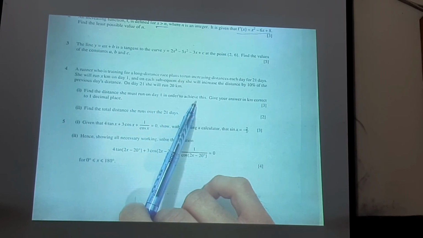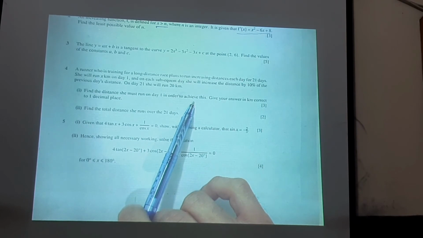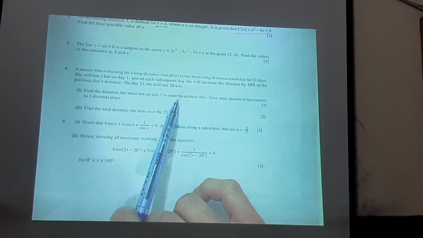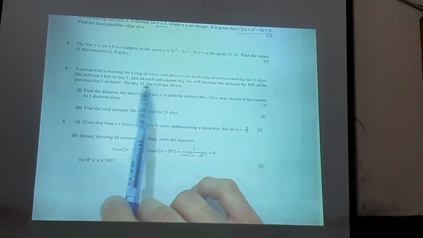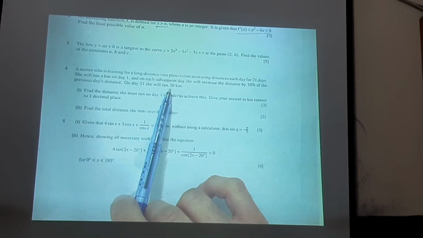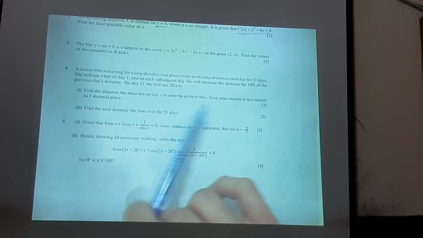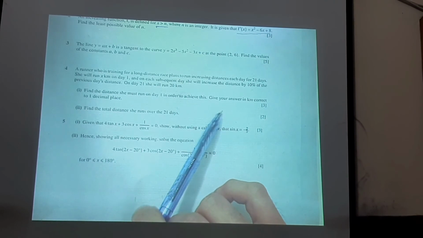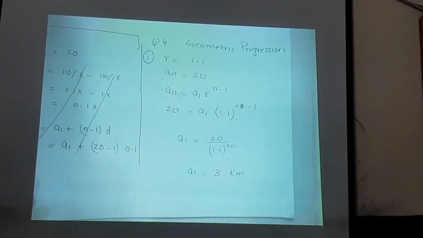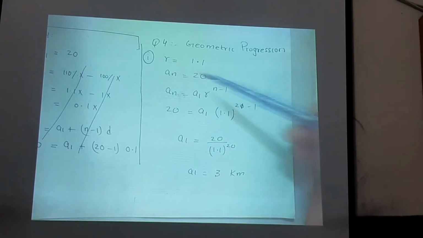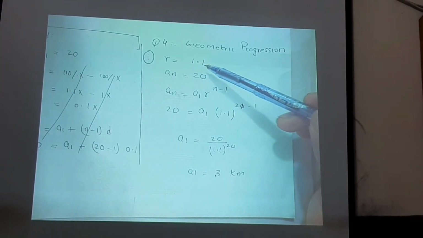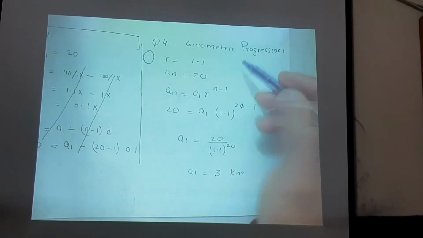So what distance must she run on day 1, so that the distance becomes 20 kilometers on day 21? Give your answer in kilometers, correct to 1 decimal place. Now this is a geometric progression, and R, the common ratio, meaning the division of two consecutive terms, is 1.1 in this case.